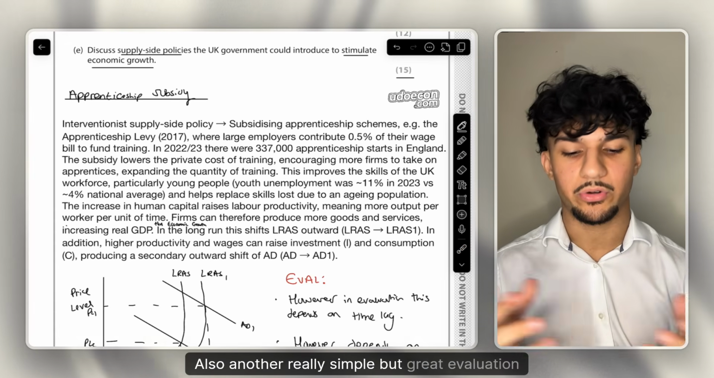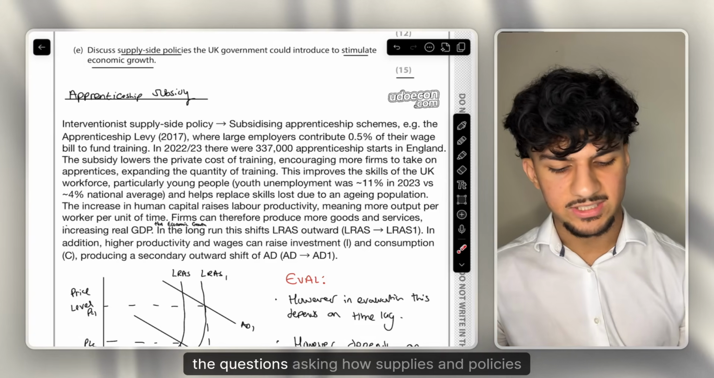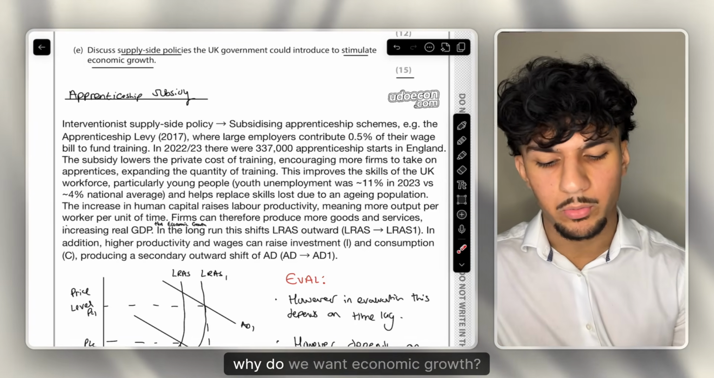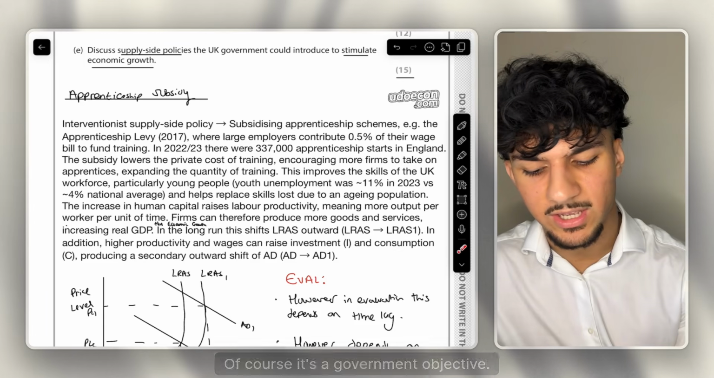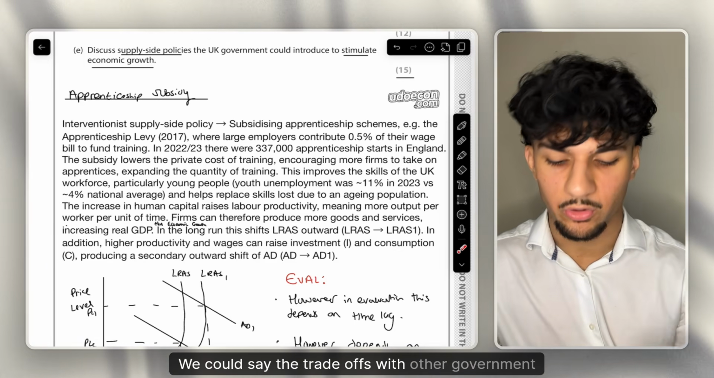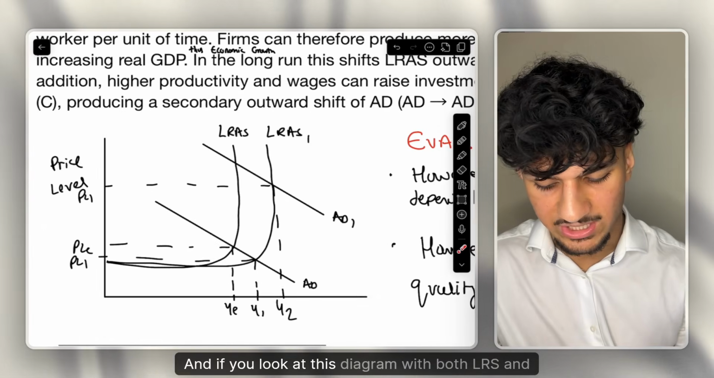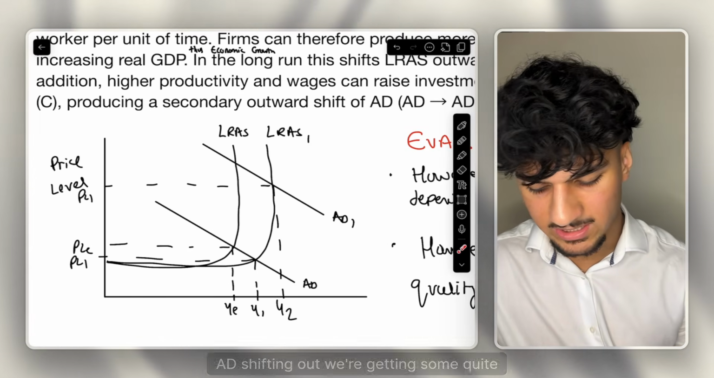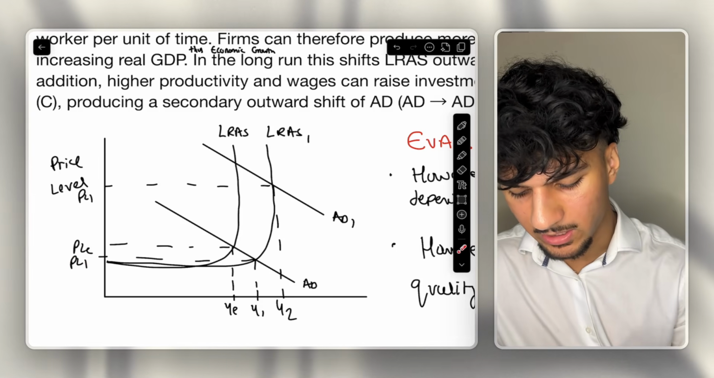Also, another really simple but great evaluation point, the question is asking how supply side policies could stimulate economic growth. Economic growth, why do we want economic growth? Of course, it's a government objective. So then what else? How else could we evaluate this? We could say the trade-offs with other government objectives. And if you look at this diagram, with both LRAS and AD shifting out, we're getting some quite substantial inflation.